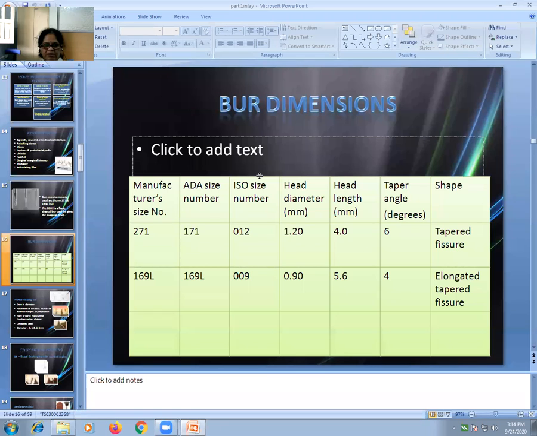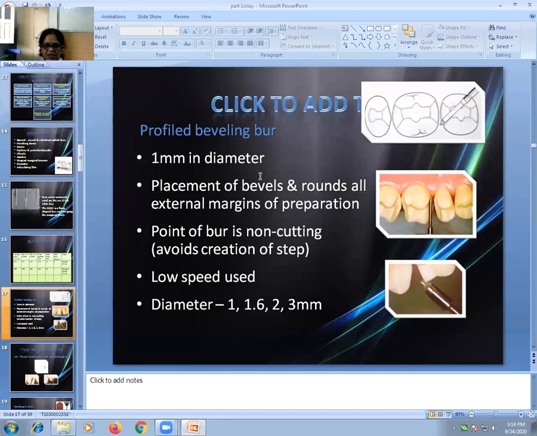These are the burr numbers: taper fissure, elongated and taper fissure. To give the bevel, when you are doing the inlay, there are some burrs where, if you see the cutting edge, there will be end cutting, there is no cutting at this end. Those burrs are preferred, they are called profile finishing burrs. They will be 1 millimeter in diameter.